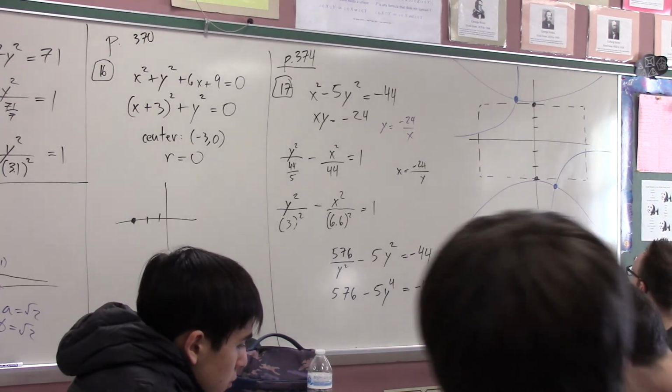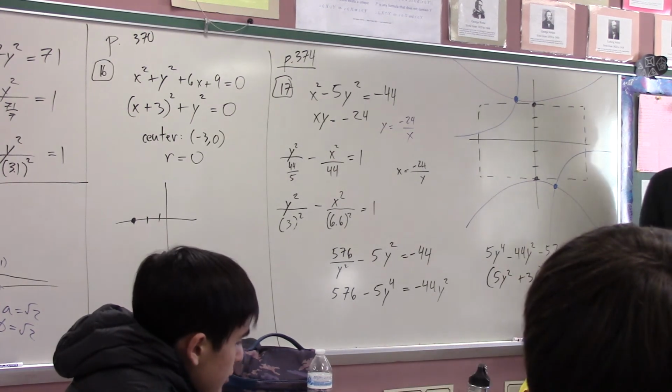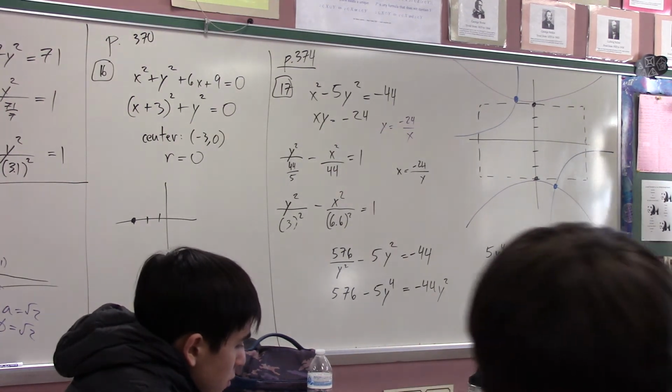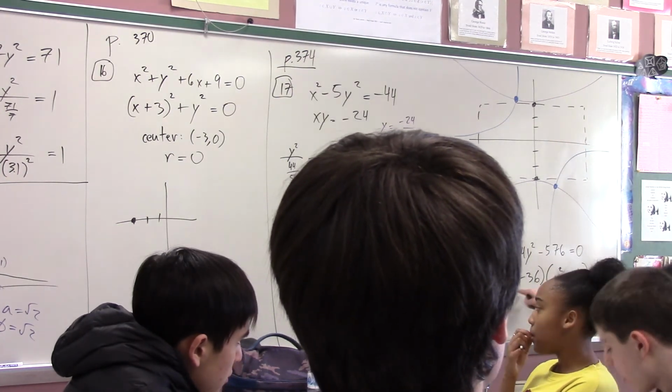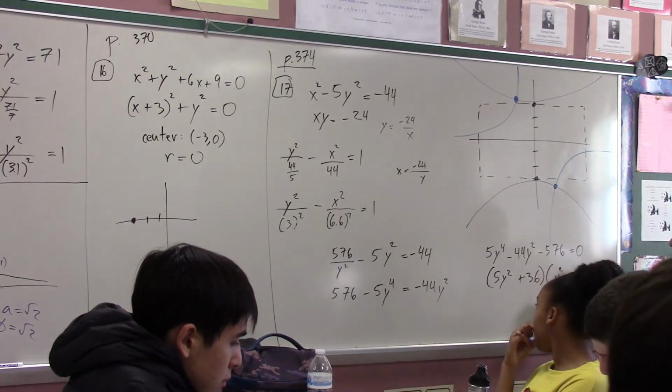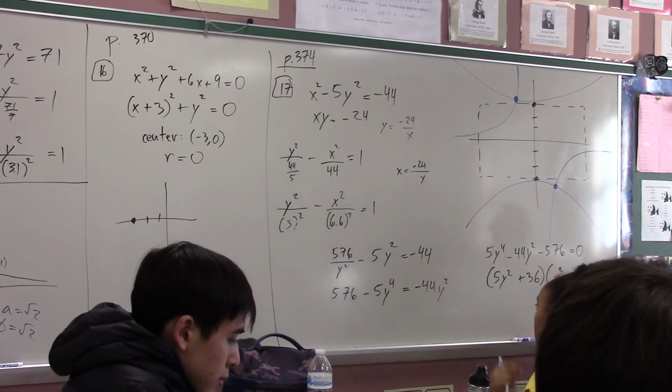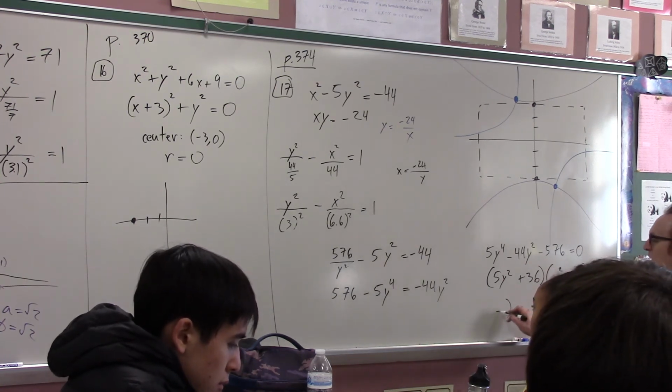Someone gave me a secret tip that this quartic, which is quadratic in y squared, factors like so, and therefore this factor has no solutions, but this one does. So my solutions are y equals plus or minus 4.